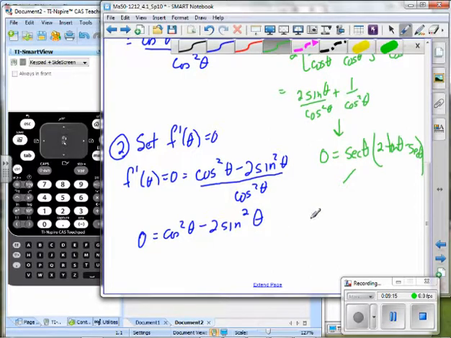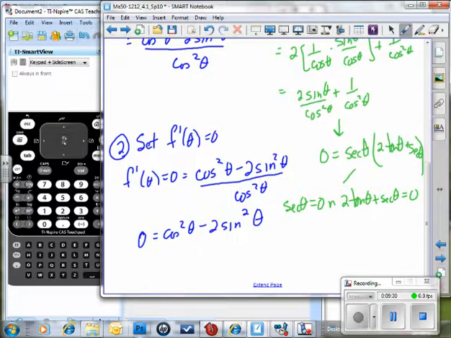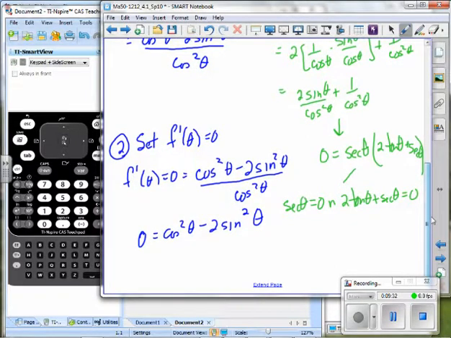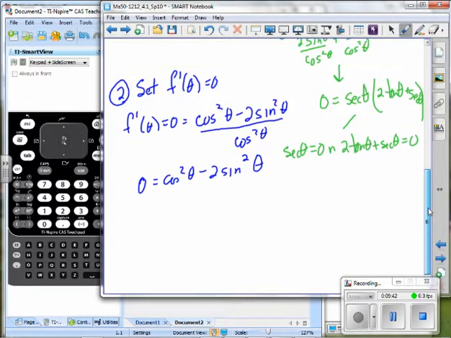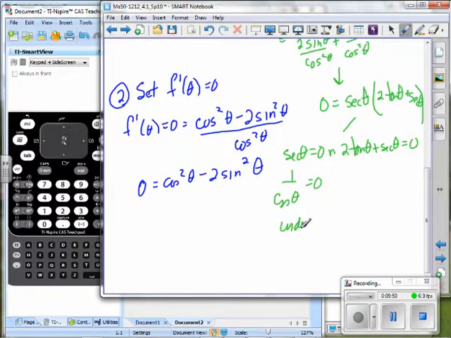Yeah, Casey? Is it a plus there? Yeah, okay. So we have secant theta is 0 or 2 tangent theta plus secant theta is 0. How's that going to help us? Divide by cosine theta equals 0, so this would then be undefined. I agree. Okay, what about this one?